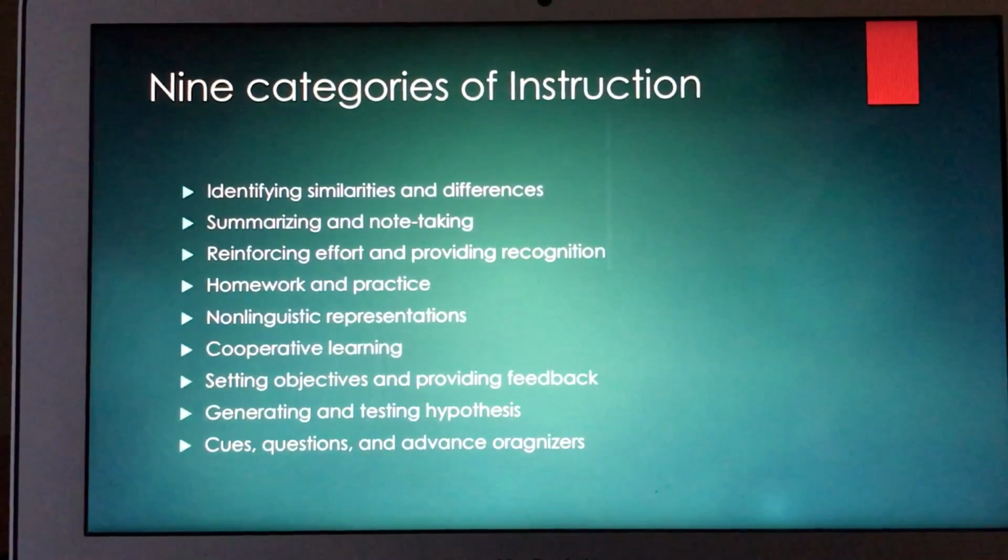Through my research for this assignment, I discovered that there are 9 categories of instruction. In a meta-analysis study conducted by Marzano, Pickering, and Polak, they found 9 categories that correlate positively with student learning. The first category of instruction is identifying similarities and differences. This involves identification of important characteristics and then comparing, classifying, creating metaphors and analogies.